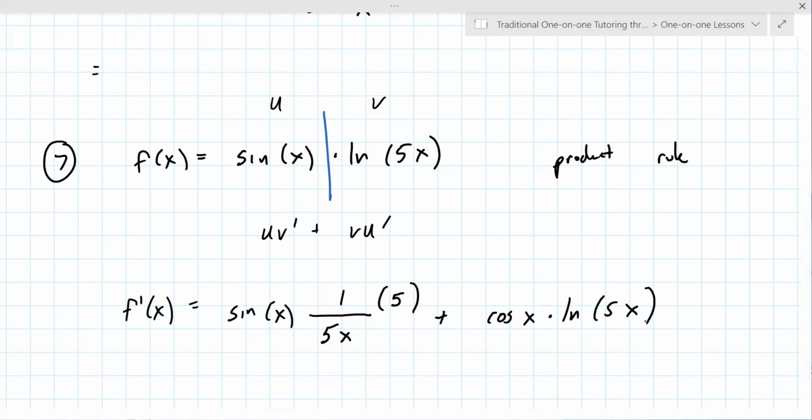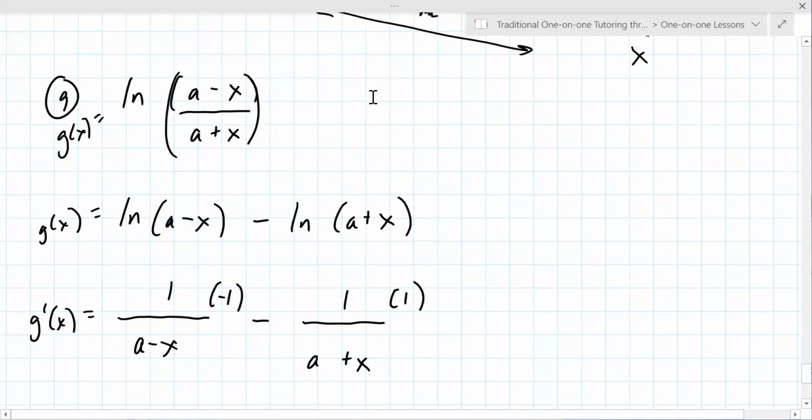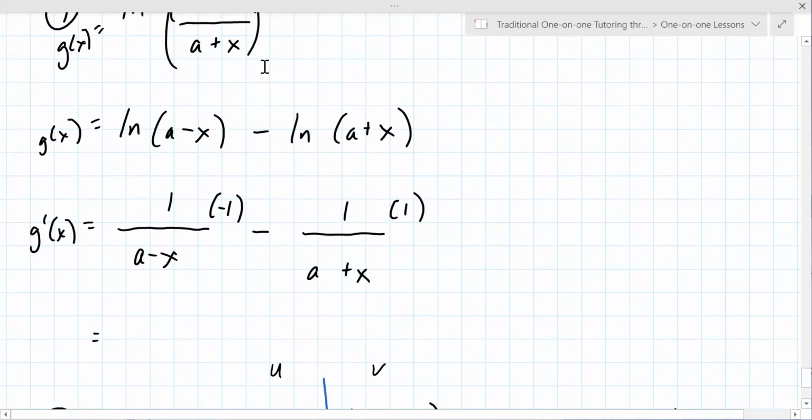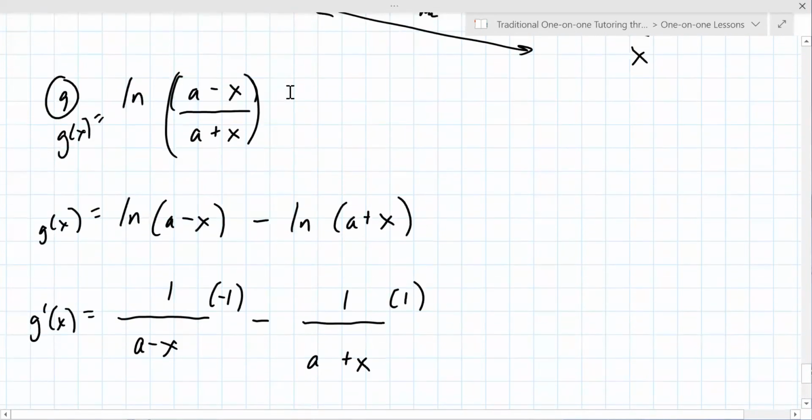Can you go back up to number 9 real quick? Absolutely. I just want to ask, how I would probably write that on the quiz would be negative 1 over a minus x minus 1 over a plus x as my answer. Yeah, it's fine. That work? Yep. Okay, cool.